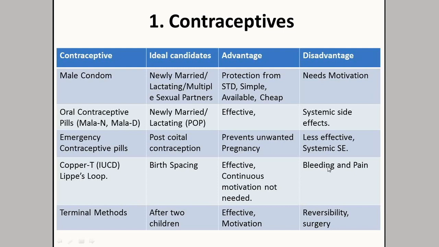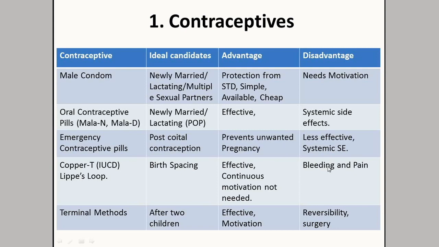Then we have emergency contraceptive pills. Most commonly used is levonorgestrel. The most important advantage of this is that we can use it as a postcoital contraception, which is followed by intrauterine devices. The first generation are just inert devices. Second generation are the copper containing or silver containing. Third generation are the hormone releasing. The main disadvantage is the bleeding and pain.